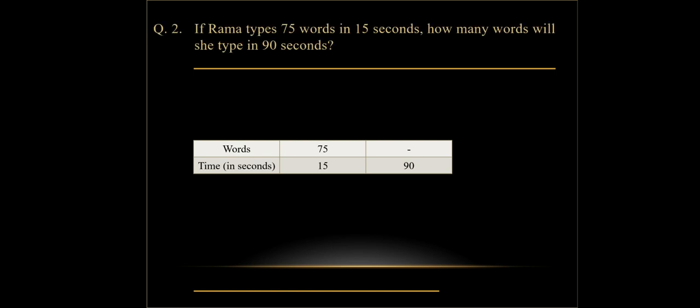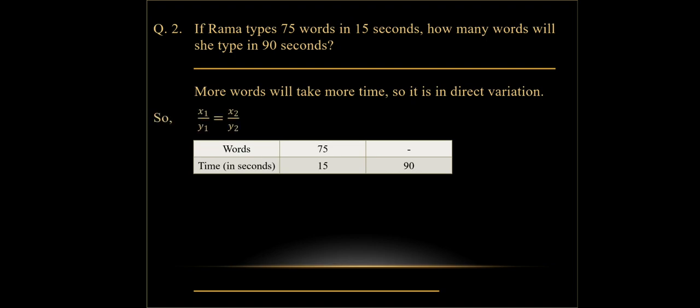Question number 2. If Rama types 75 words in 15 seconds, how many words will she type in 90 seconds? Then you need to find out how many words she can type in 90 seconds. It means if she is typing more words, she will take more time. Or you can say, if she types for more time, then she will type more words. So this is also direct proportion. It varies directly. More words will take more time. So it is direct variation.